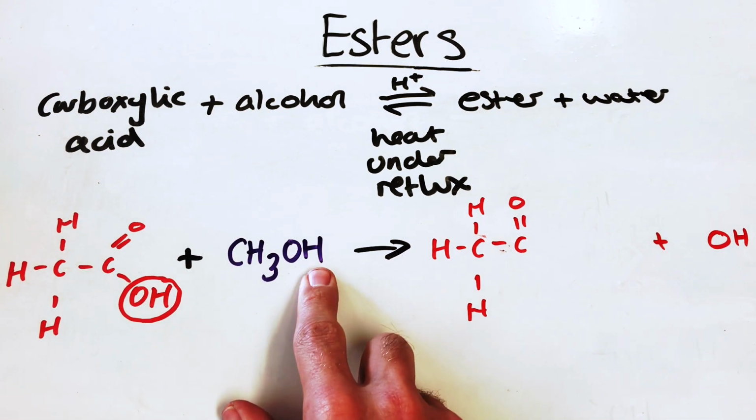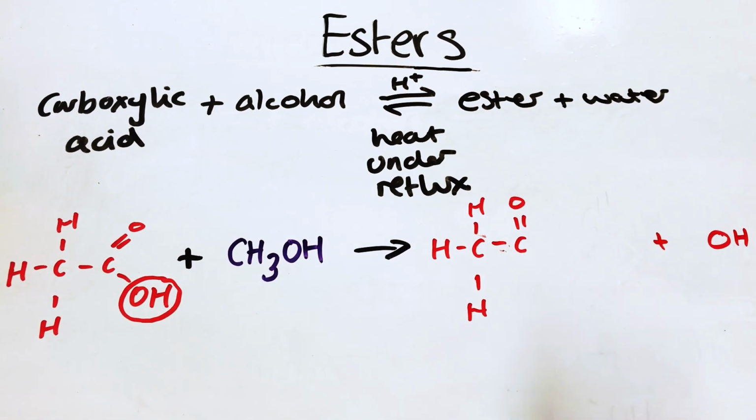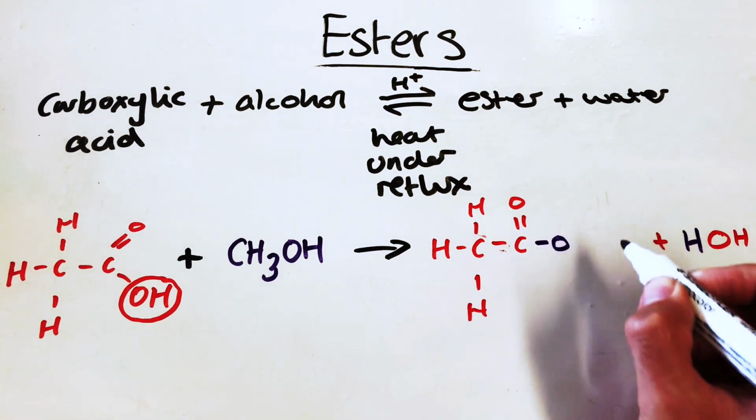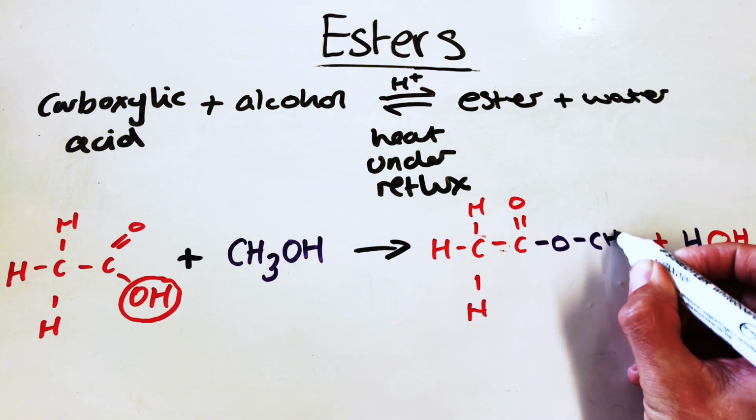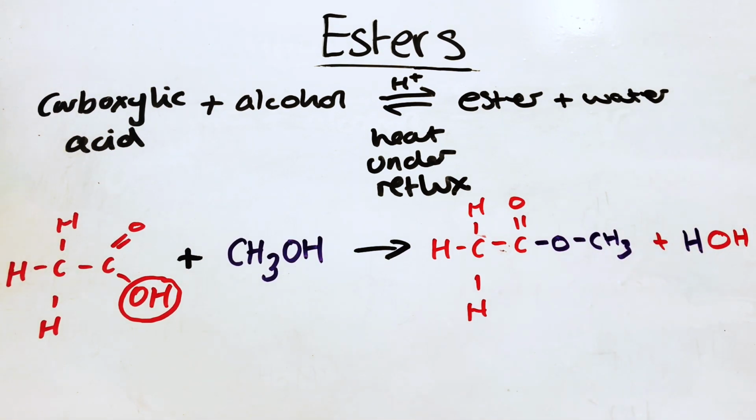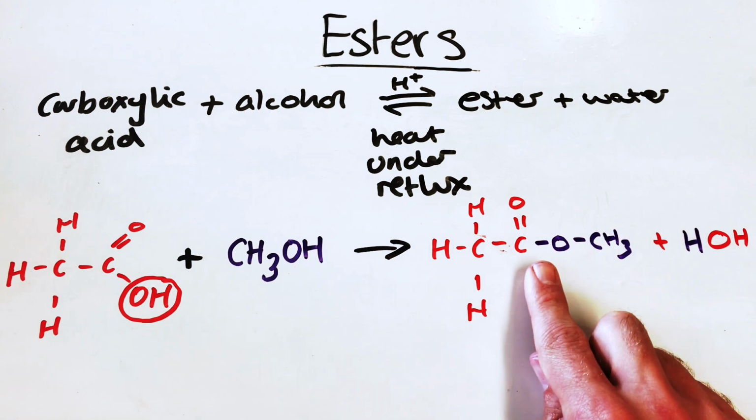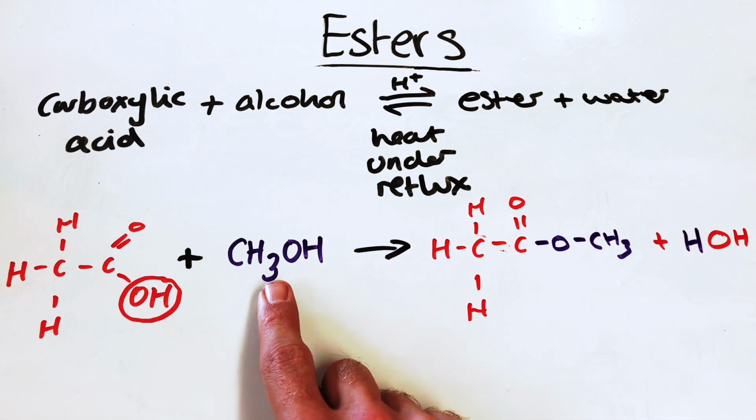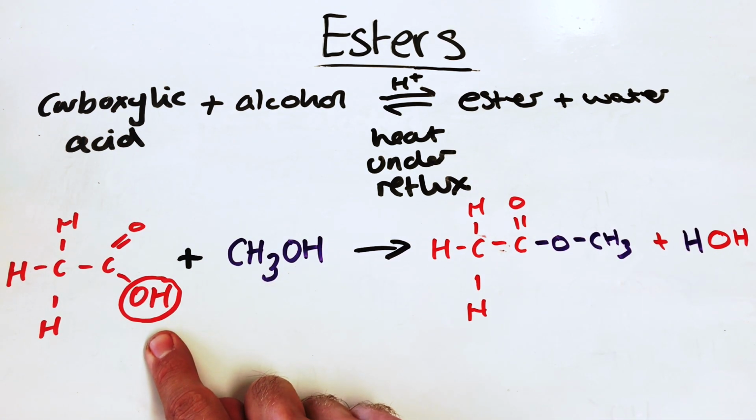The hydrogen from the alcohol here goes off and helps to form the water. And then the alcohol will attach as a side group here, and this will be a methyl group on the side. So this is H2O, water produced. This is our ester here. This is our alcohol and our carboxylic acid.